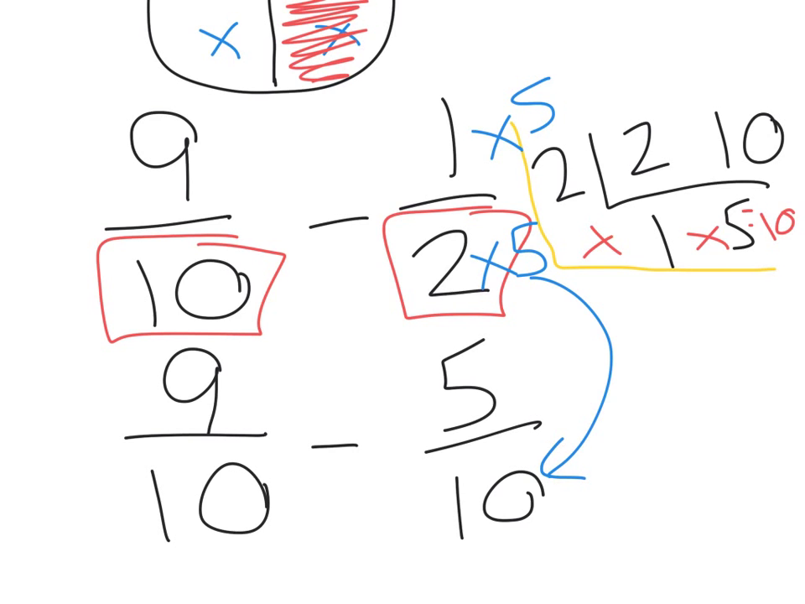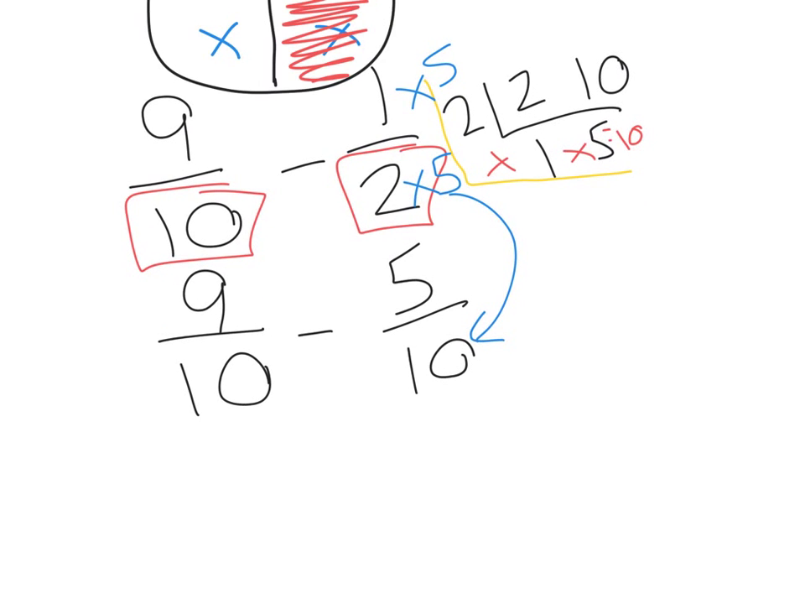Now that I have a common denominator, I'm ready to subtract. So the only thing that you subtract are the numerators. So I'm going to look at my 9 and my 5. 9 minus 5 is 4. Remember, just like with adding fractions, you never change the denominator once you've found your common denominator. That stays the same. So now 4/10 is not in simplest form.